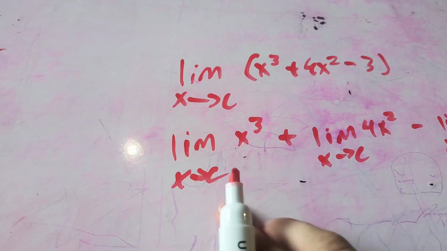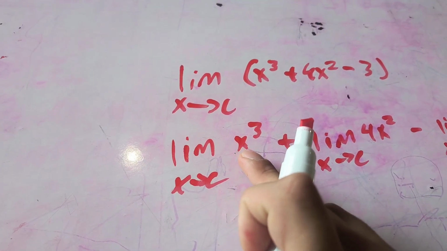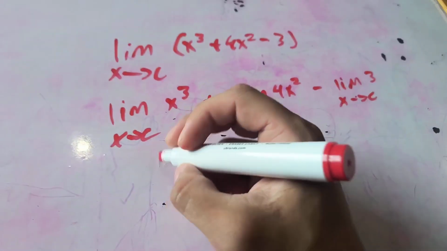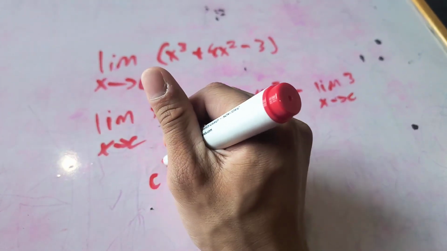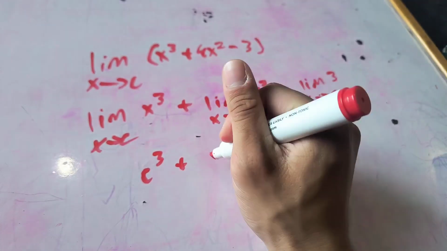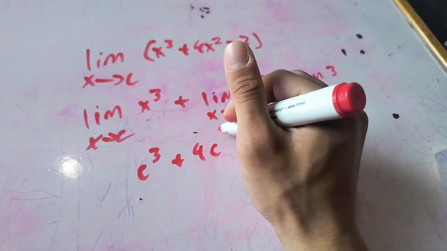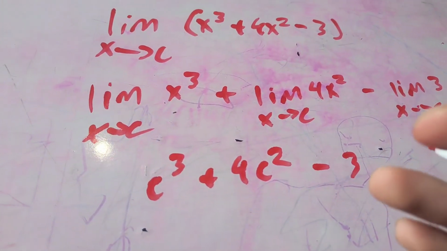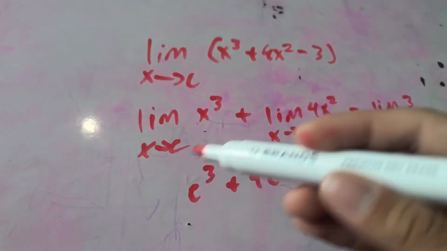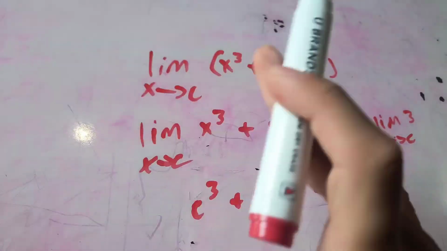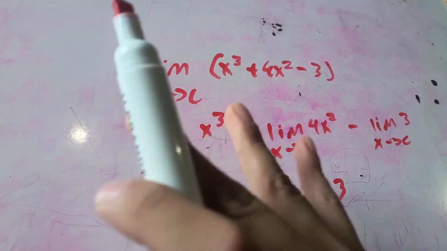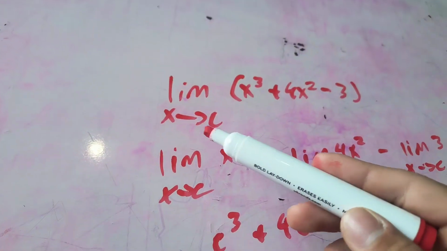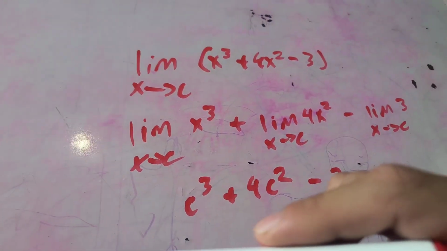What we could do here is just substitute the c in for these x's because we're evaluating at point c. So we could say that it'll just be c to the power of 3 plus 4c to the power of 2 minus 3, because 3 is just 3. And that's it. This is our substitution once we've applied the limit rule using the sum rule. This would be the same thing as this, which you can see. You just substitute c for the x.